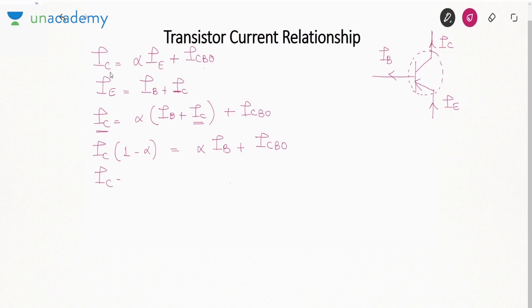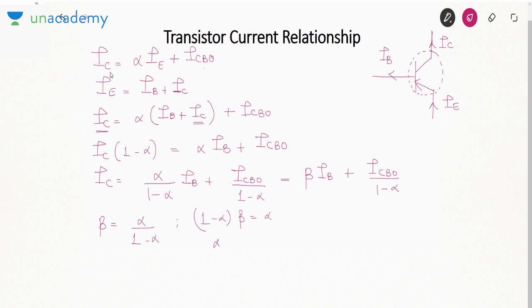Now if you want to find out IC, divide both sides by 1 minus alpha. Okay, this we write as, because when IB is coming, then we'll use beta. Now that means beta is also the current gain and it is equal to alpha by 1 minus alpha, which means 1 minus alpha into beta is equal to alpha. So alpha is simply beta by 1 plus beta, which is less than 1, and beta is greater than 1.